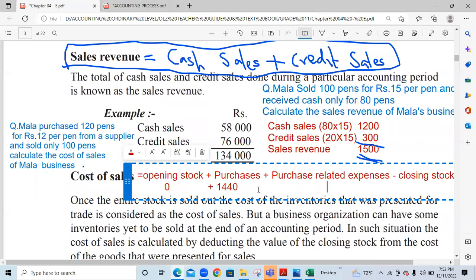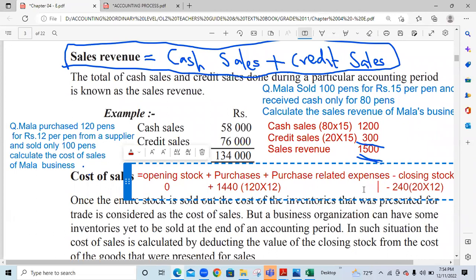Did she sell everything she purchased? No, Mala only sold 100 pens. Then how many pens did Mala not sell? Mala didn't sell 20 pens. Each pen is 12 rupees, so 20 into 12, Mala didn't sell 240 worth of pens. Even though Mala purchased 120 pens each at 12 rupees, she didn't sell all of them. Mala kept 20 pens with her. Maybe she couldn't sell them, that's why they're still with her.